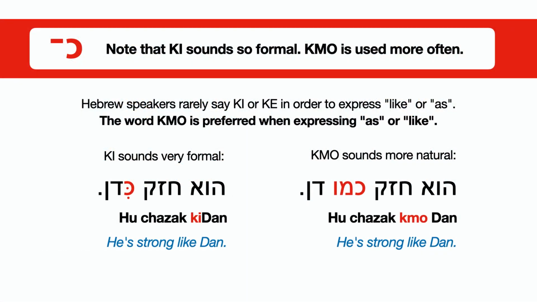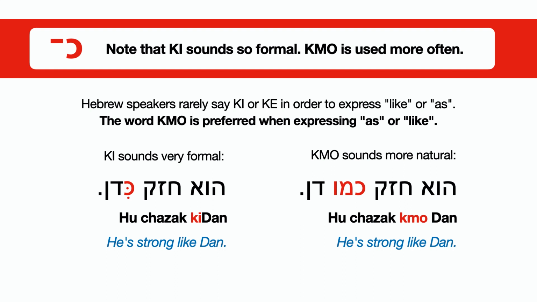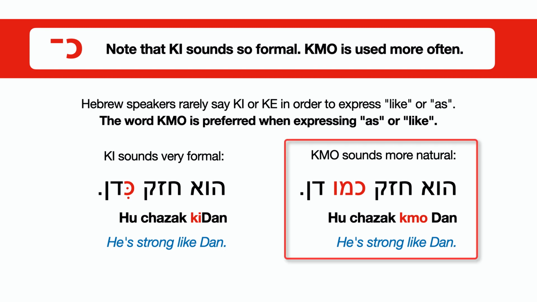Note that ki sounds so formal. Kmo is used more often. Hebrew speakers would rarely say ki or ke in order to express like or as. The word kmo is preferred when expressing as or like. Let's take a look at this example. So, kmo sounds more natural.